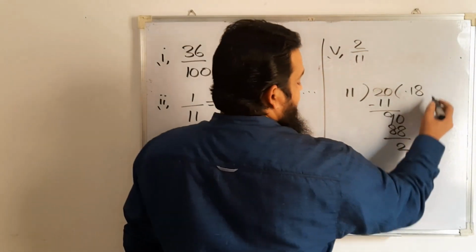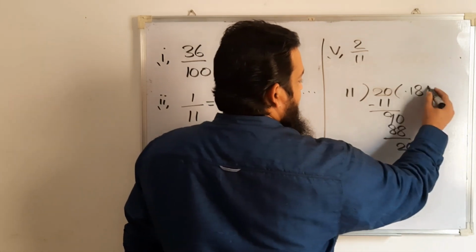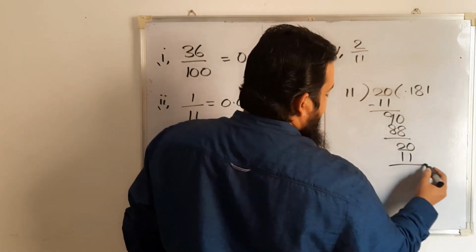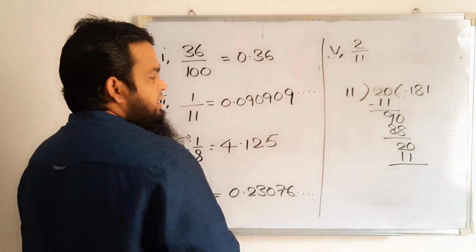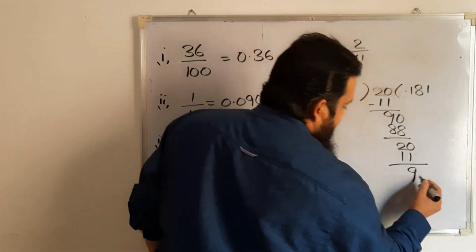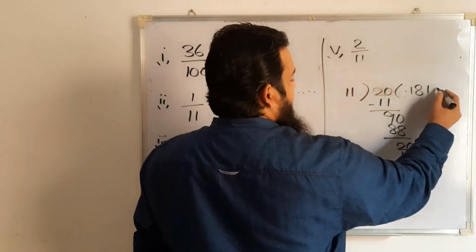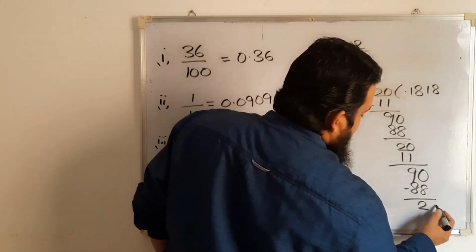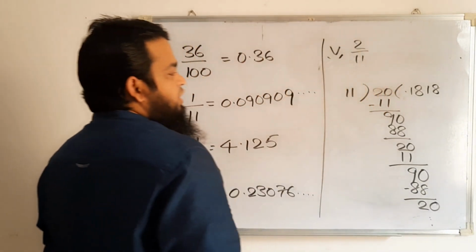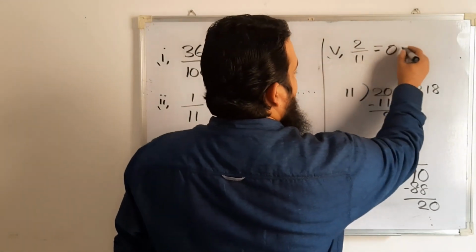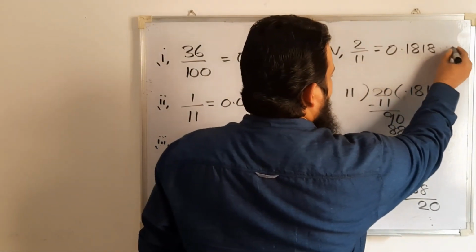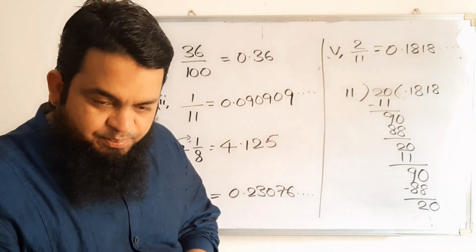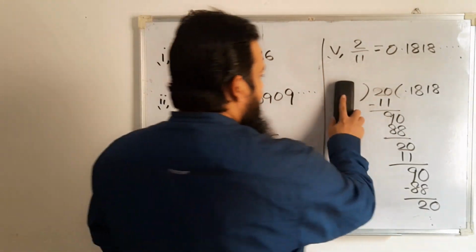So 2. So you can keep 0. So 11 ones are 11. And what is the remainder? 9. So now you can keep 0, and 11 8s are 88. So 2, so 20. It goes on continuing. That equals 0.1818, and so on. Okay. I hope you understand this.